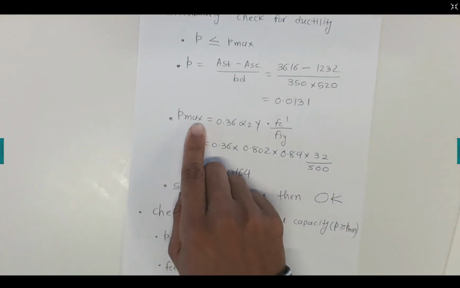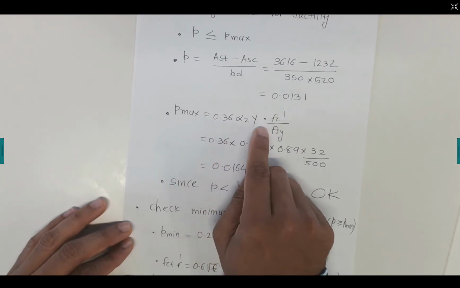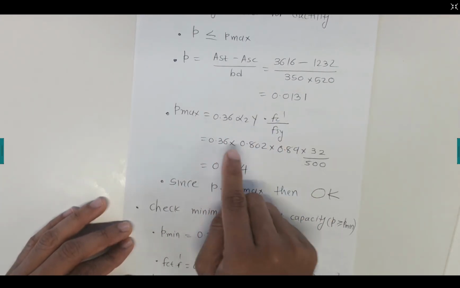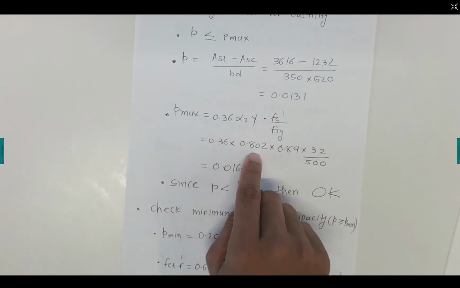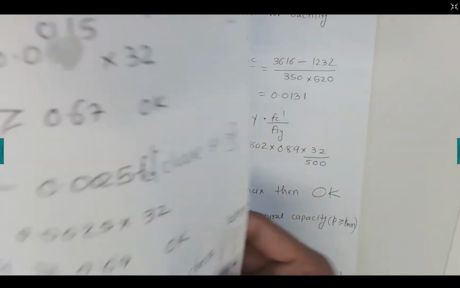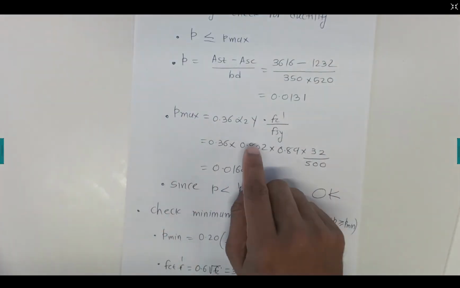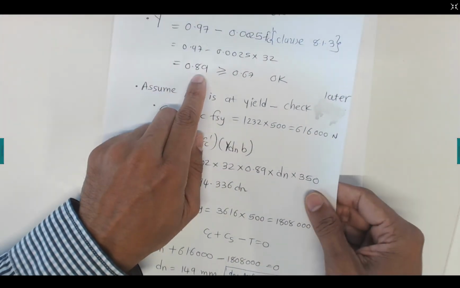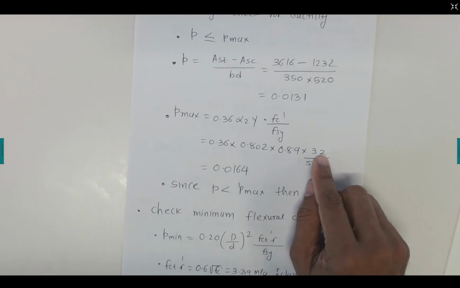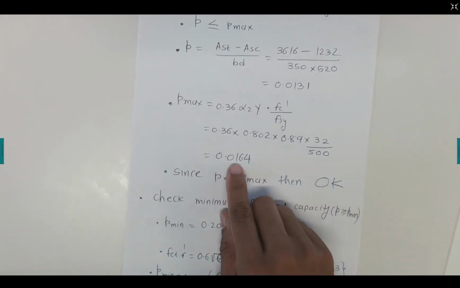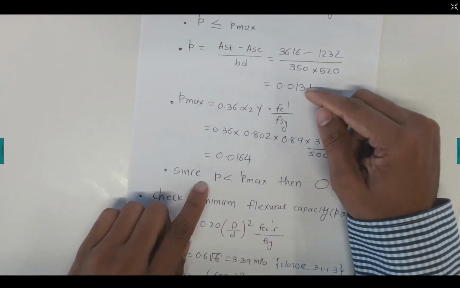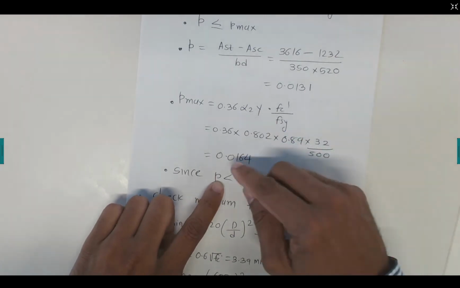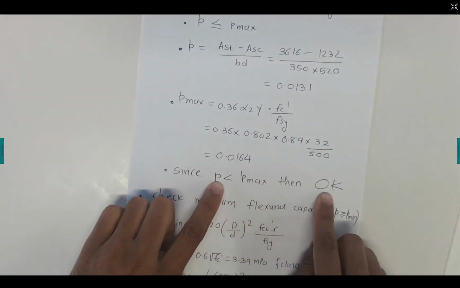Now p maximum is 0.36 alpha 2 gamma fc dash over fy, alpha 2 is 0.802, gamma 0.89, that is calculated here, fc dash 32 over 500, which gives us 0.016. So checking, 0.0131 is less than 0.016, so ductility is okay.